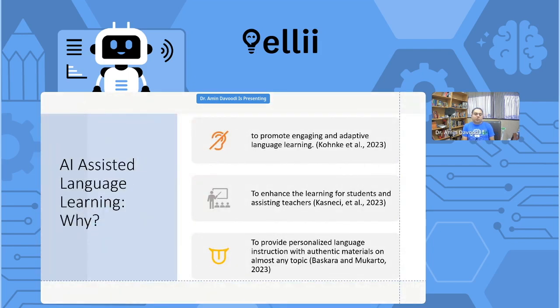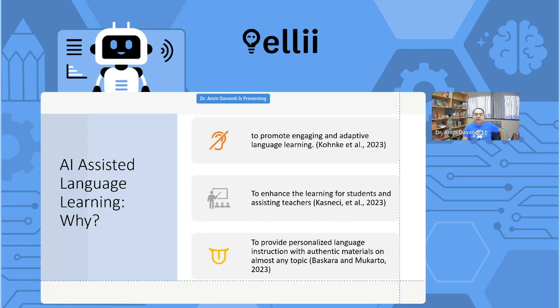So the first one, AI-assisted language learning. Just why? Why do we need artificial intelligence? Why do we need even other types of technologies to teach languages? So there's a good body of research and literature on technology-assisted language learning, but the literature on artificial intelligence-assisted language learning is not that deep, not big enough, and we can understand that, so it's a very new technology.